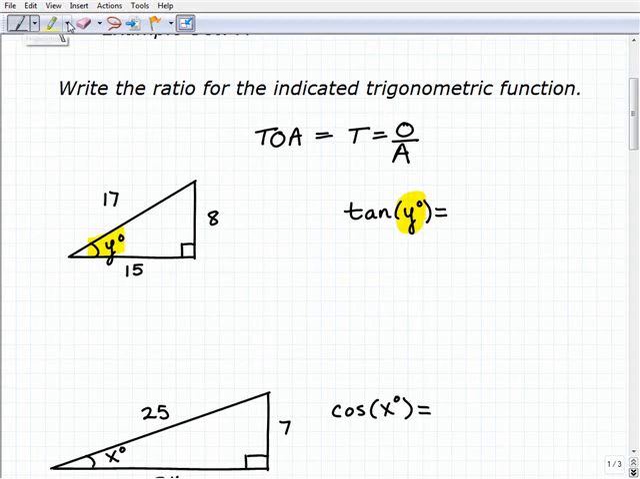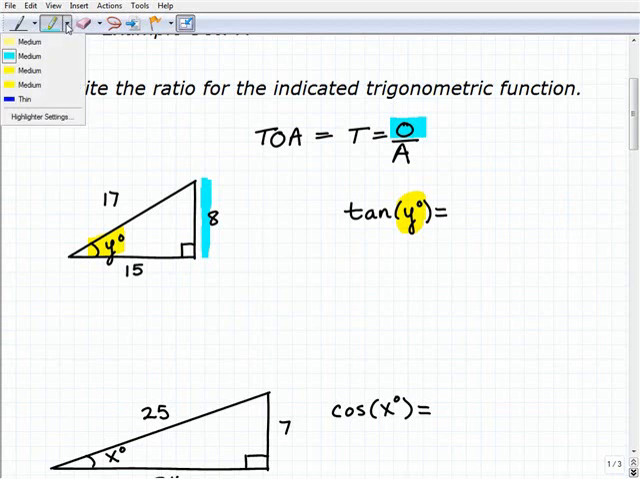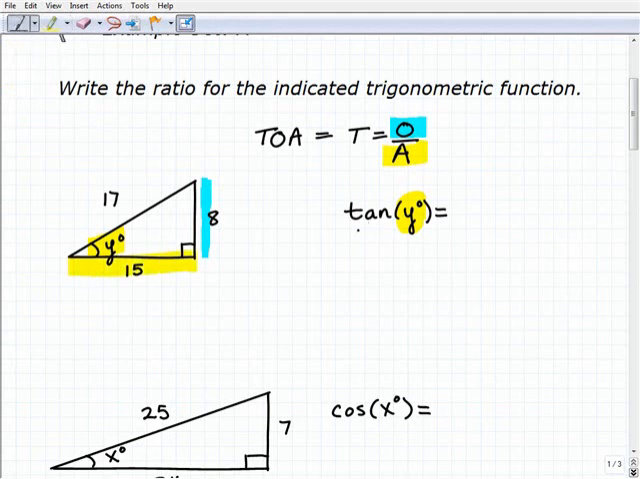This is really quite easy if you can properly identify the opposite and adjacent sides with respect to angle y. Here 8 is the opposite side, and the adjacent side of angle y, the one connecting with angle y, is 15. So very simply, the tangent of angle y is opposite over adjacent, or 8 over 15. You could simplify that into a decimal, but that's not necessary. My focus here is just to get you to be able to set up these ratios.